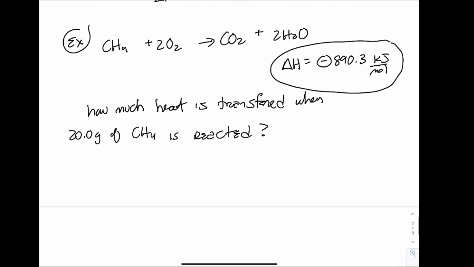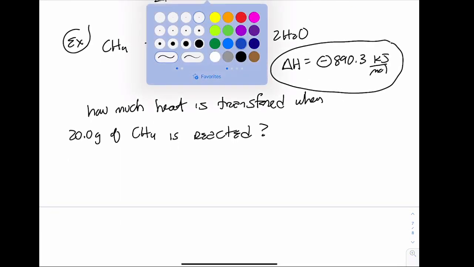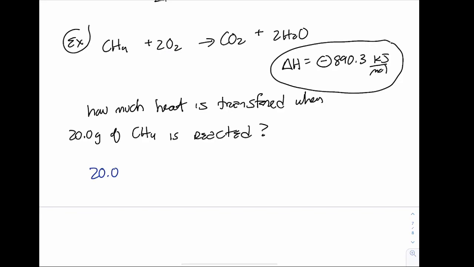So I'm going to start with my 20 grams of methane. I'm going to use the molar mass to convert it to moles. Since grams are on top, grams are going to go on the bottom. The molar mass of methane is 16.05 grams per mole. Right? There's 1 carbon and 4 hydrogen. So if you calculate the molar mass, that's what you're going to get. So those are going to cancel. That's going to give me moles of methane.